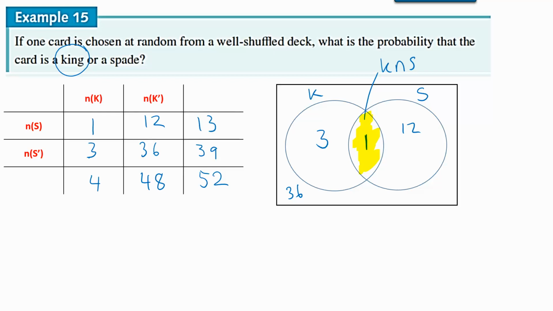So what you've just done here is exercise 9E. 9E will ask you different questions. They might say, what's the total number of spades? 13. What's the total number of items that is not spade? 39. They might ask you, what's the chance of not getting a spade? You would say it's 39 out of 52. If they ask you, what's the chance of getting a card that is not a king, but is a spade? Then you say there are 12 cards out of 52. That's what 9E is all about.